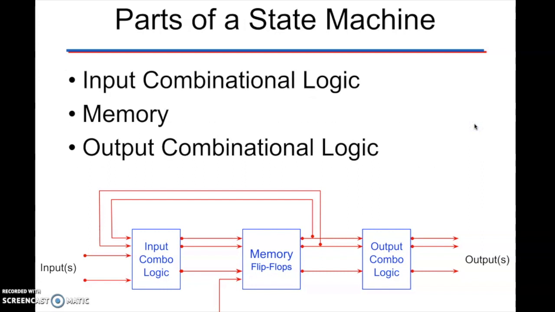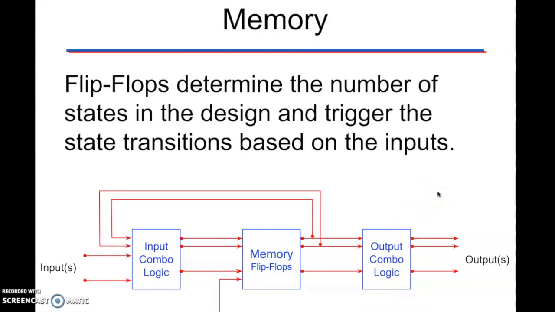Okay, as mentioned on the last slide, a state machine will hold a state until a new input is provided. This task is completed by having 3 distinct sections of the state machine. There is the input of the combinational logic, the memory, which is made up of flip-flops, and then the output of the combinational logic. The flip-flops in the memory section of the circuit are what determine the number of states that we have and transition our circuit between the states depending on what inputs they receive.